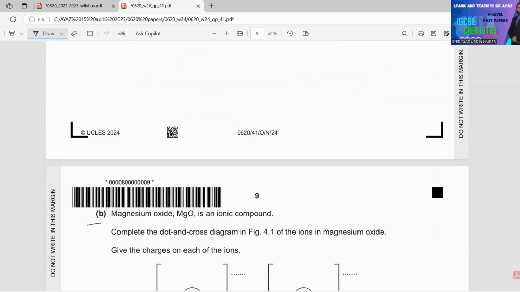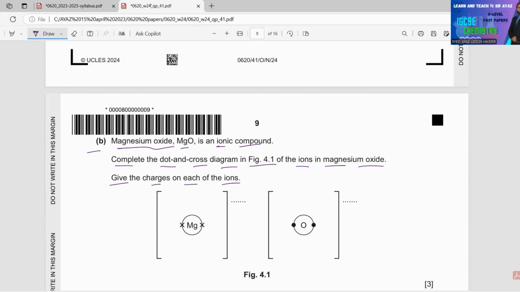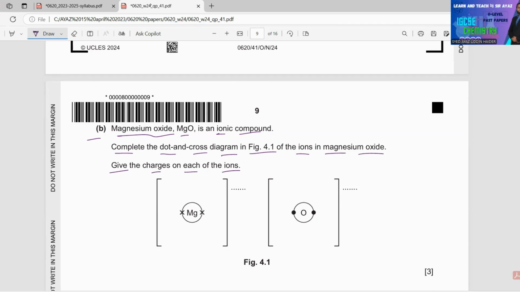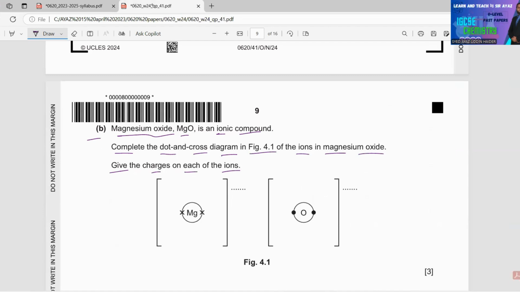Next part, magnesium oxide, MgO, is an ionic compound. Complete the dot and cross diagram in figure 4.1 of the ions in magnesium oxide. Give the charges on each of the ions. In magnesium oxide, which is MgO, magnesium has lost electrons and oxygen has gained electrons. If you look at the position of magnesium and oxygen, where is magnesium? Magnesium is in group 2. Here's magnesium, oxygen. It's in group 6. So magnesium will lose 2 of its valence electrons, and on the other hand, oxygen will gain those 2 valence electrons.